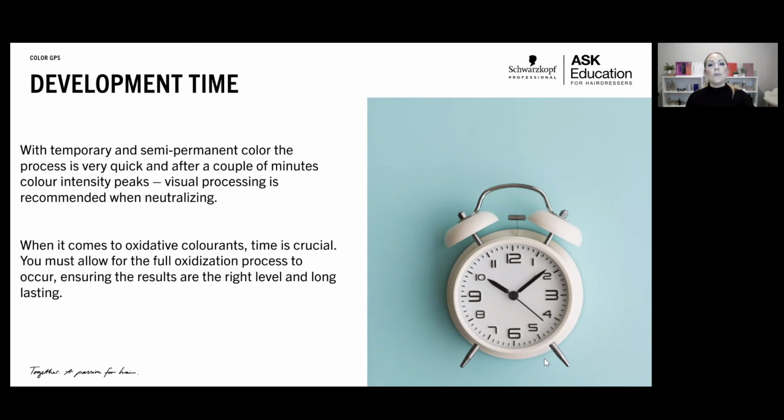But when it comes to oxidative color or permanent color or even demi-permanent color, anything that requires that developer, the timing is really crucial so that we can get not only the best results of the deposit, that the hair has been swelled and we're actually able to get our pigments into the hair, but also the development of the pigment itself. So the precursor and the coupler coming together and actually developing the final shade. All of this is happening within those time frames, and it's really important to process the full amount of time to get the best results and the best longevity.